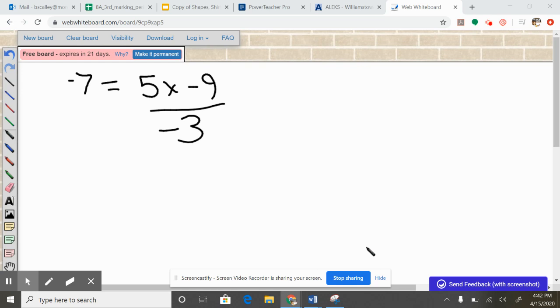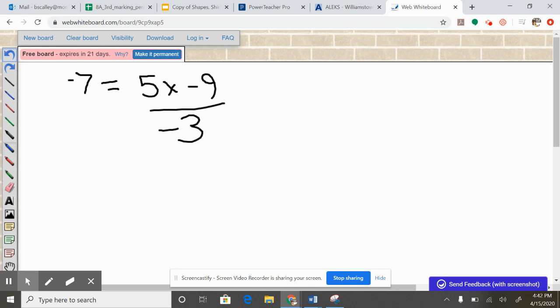Okay, this problem is very different than the last two. In the last problem, my coefficient in front of the x was the only spot where the fraction showed up. In this problem, that's not the case. Both things on the right side, the 5x and the -9, are being divided by that -3. So I have more than one number in the numerator. So different than the last problem, I'm going to handle it and solve it differently as well.